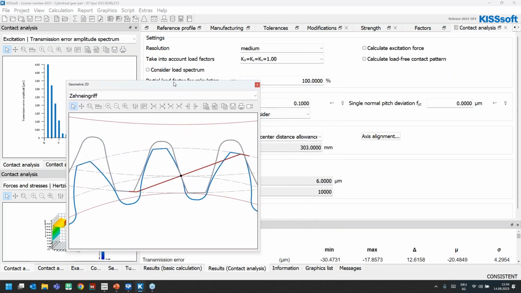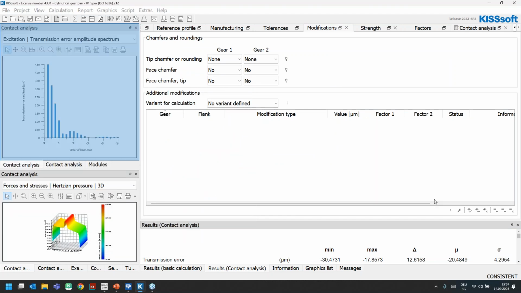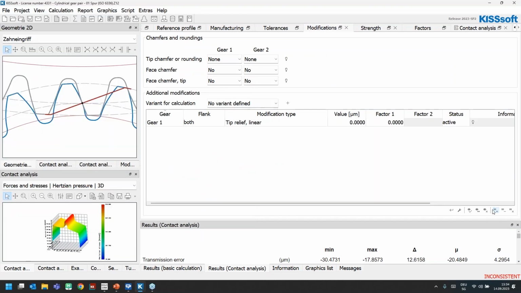In order to do so, again, I can go to my tab modifications. I can either add here manually a modification, for example, 40 micrometers, and let's say factor 1 is 1. Factor 1 means basically the length of the modification, how deep does the tip relief go? And if factor 1 is 1, then it means that the length of the modification is equal to the module, which is then the roll length.